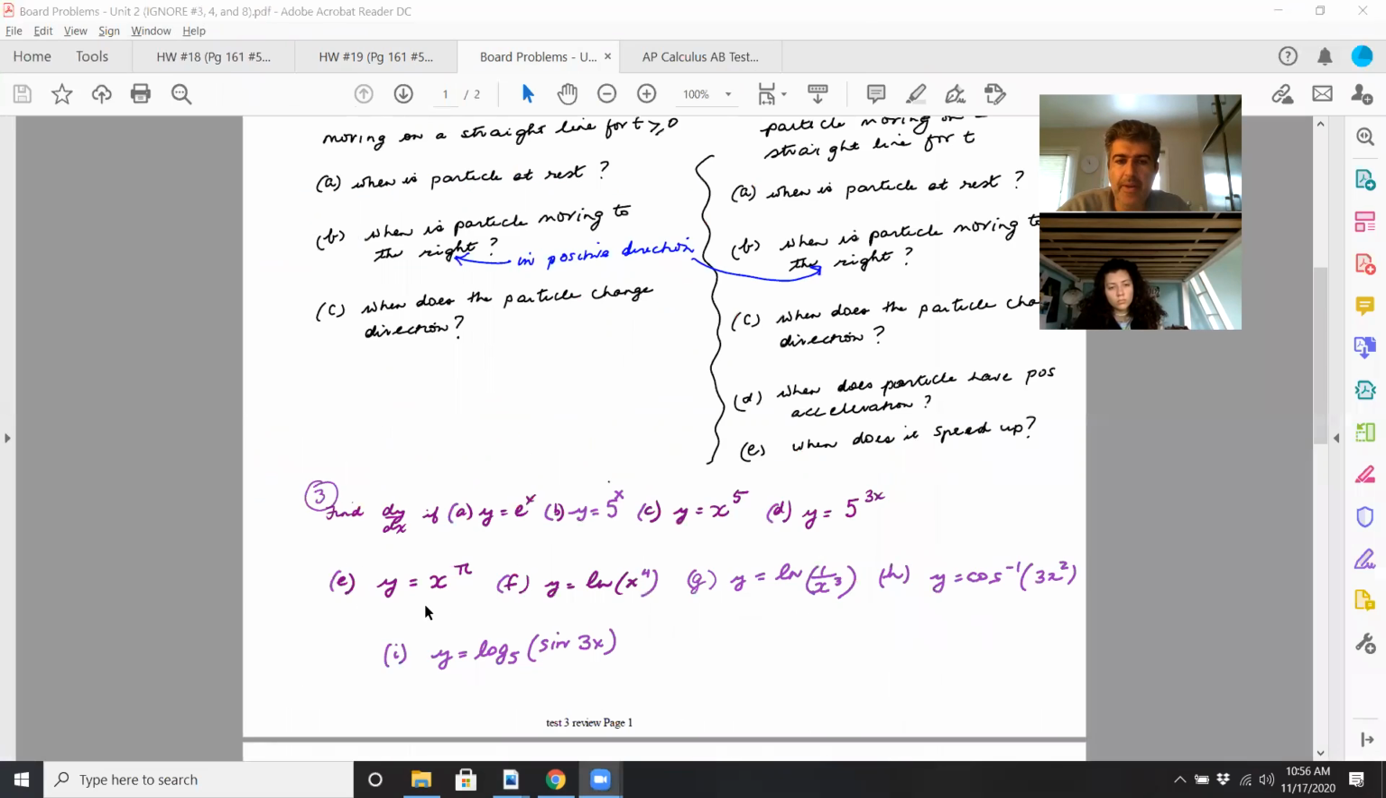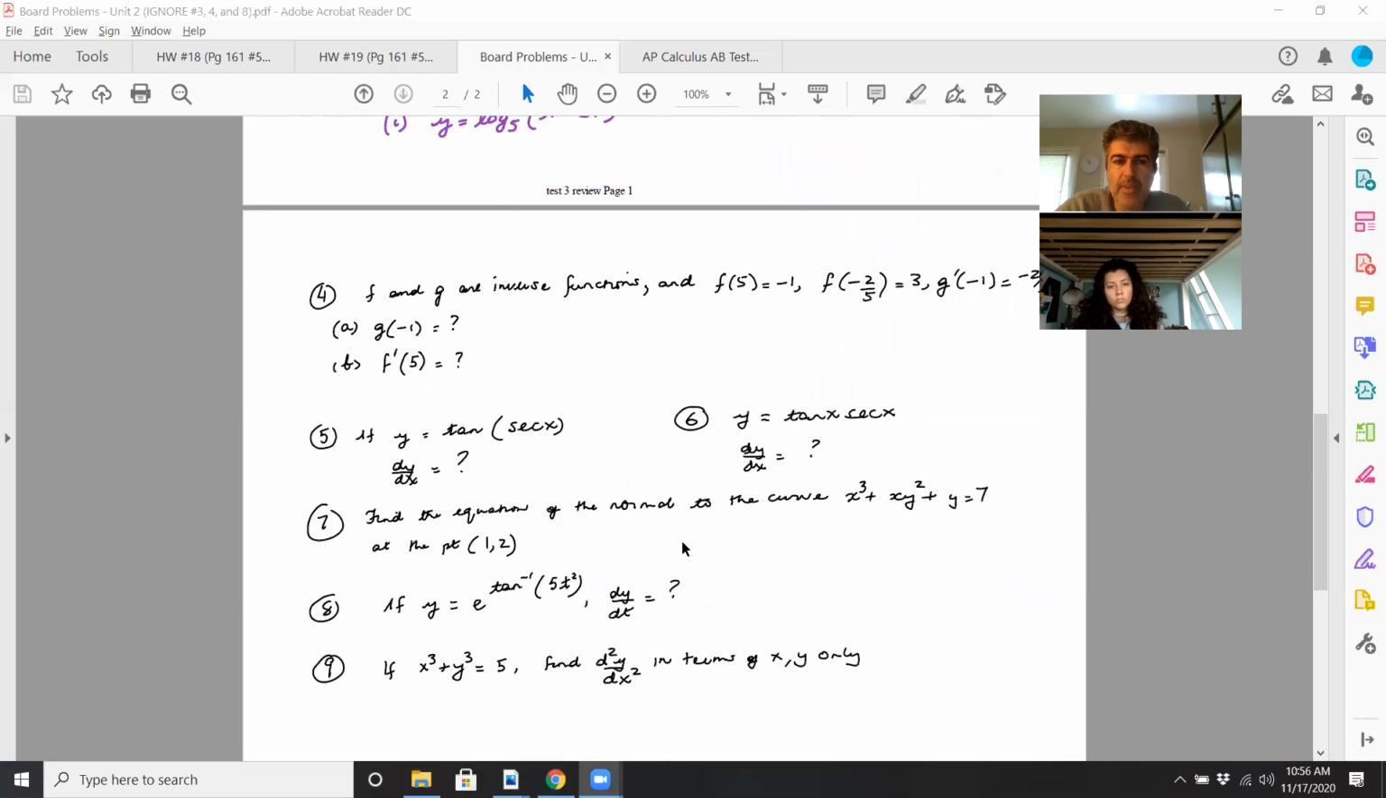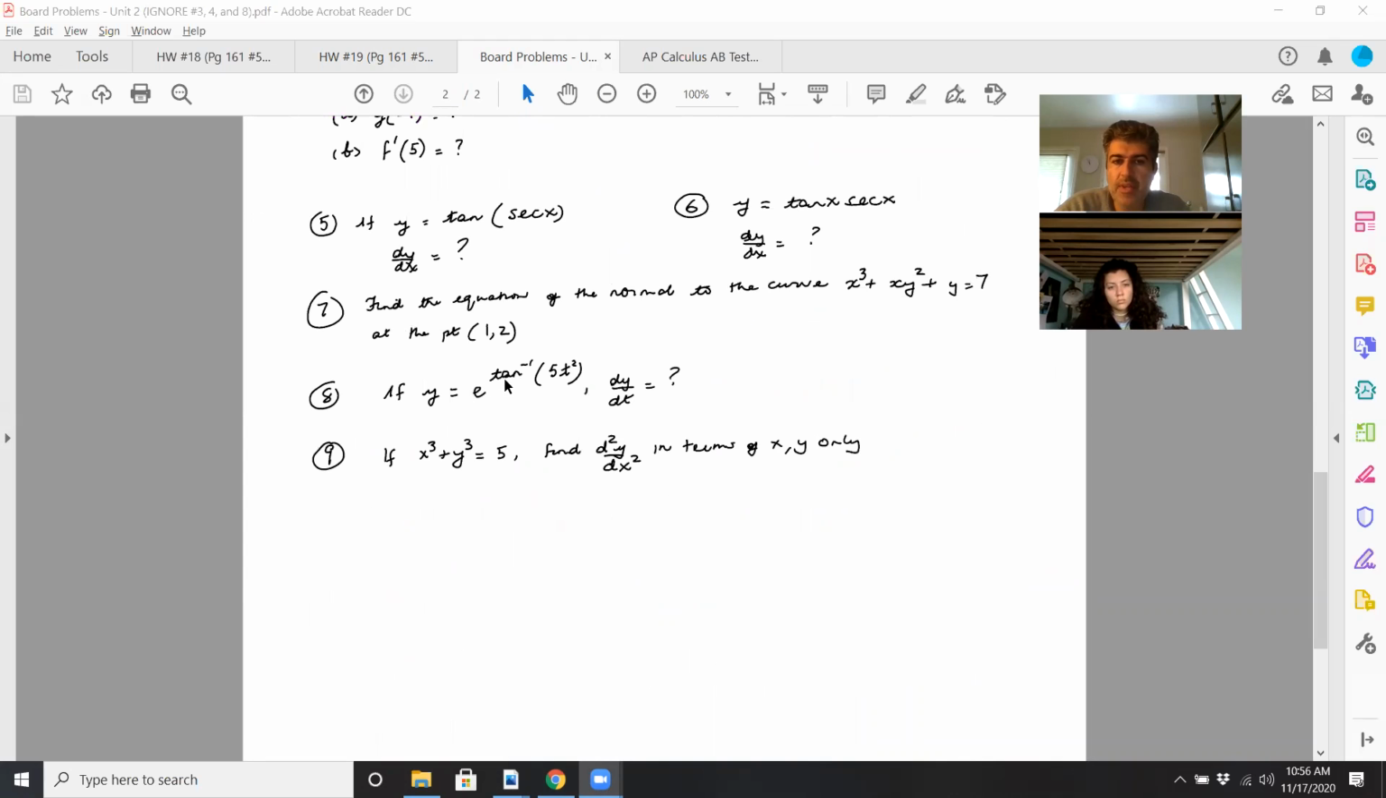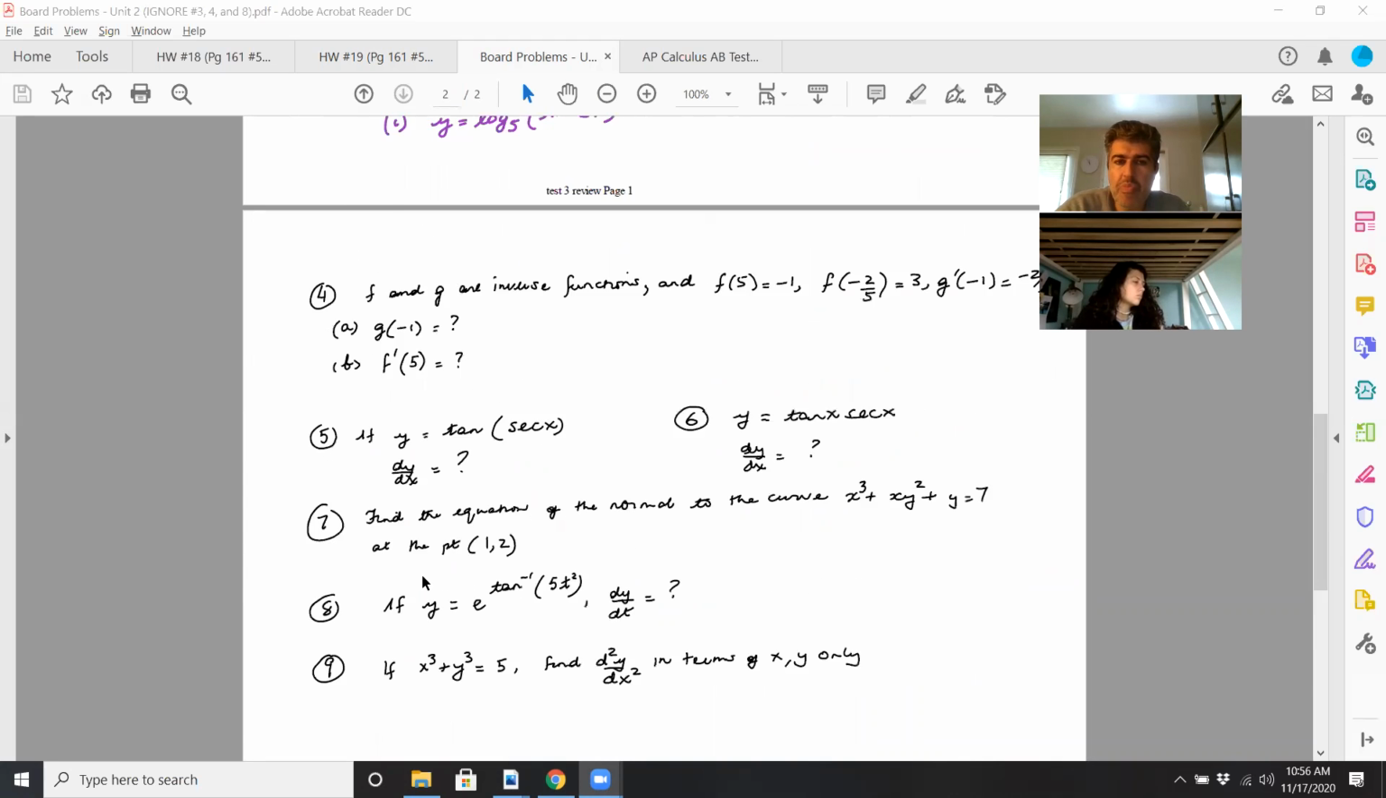Number 3 talks about derivatives of exponential functions. Sorry, exponential functions. We have not done that yet. Yeah, you could do part C, but those ones are a little hard to do. 4 is inverse function. We've not done derivative of inverse functions yet. We'll do that after Thanksgiving break. And 8 involves an inverse trig function with an exponential function. We have not done that yet either.